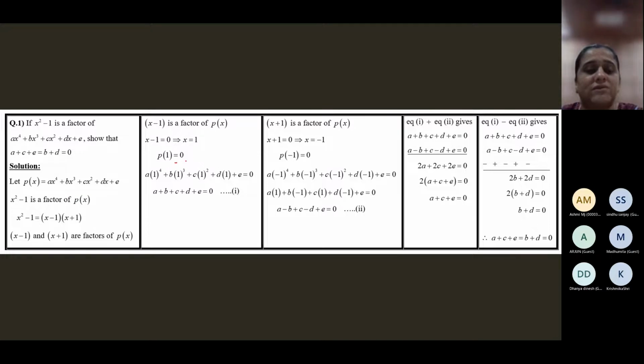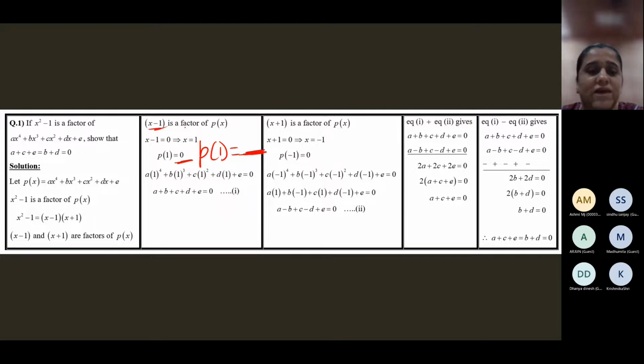If it's a factor, the remainder will be 0. I've told you that when you say p of 1 is equal to, what you write here is the remainder. And if you don't know the remainder, you cannot write it. But here you know the remainder. How do you know the remainder?